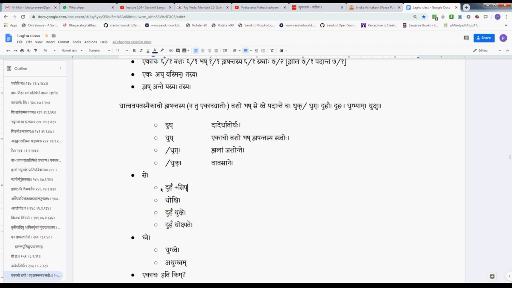So duh plus sip. After anubandha lopa, you get duh plus si. Hakara will also go, duh plus si. Hakara becomes what? Hakara will become gha, dadir dhatur gha. So you'll get dugh plus si, by dadher dhatur gha. Then, is this khar or not? So here what applied?